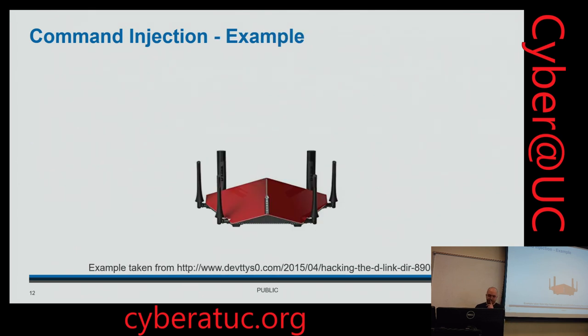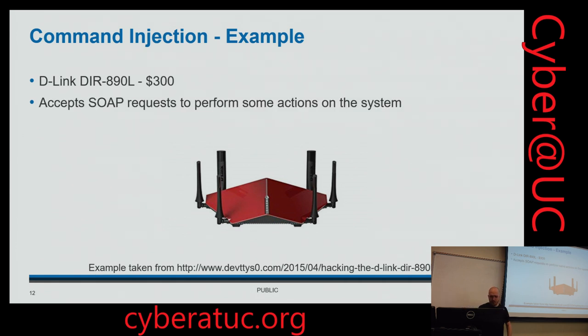That'll be important later. So, a quick example of this. This is a D-Link router. This is actually a $300 router, so it's not a cheap one. It's not one that you would expect to be full of holes. This example is taken from a really awesome blog, by the way. One of the things it has is that it accepts SOAP requests to perform some actions on the system. One of the things it can do is a ping through the command line. You can send it an HTTP request and say, I want to ping this IP address, and it'll take that IP address and throw it on the command line and do that ping.